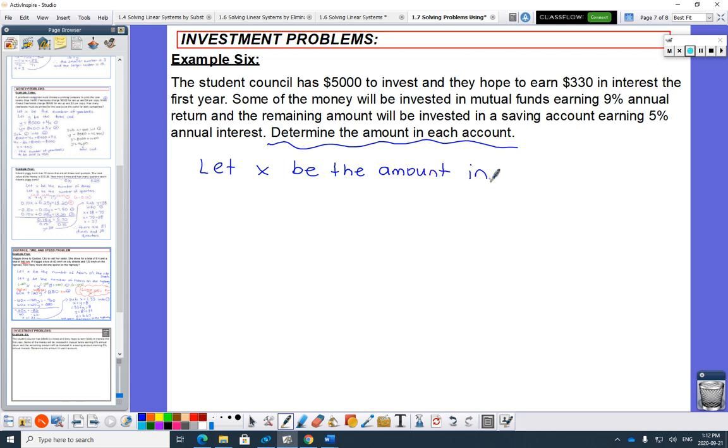So now you have a choice. You can write the amount in the 9% account. You can write the amount in the mutual fund account, whatever you prefer, okay?